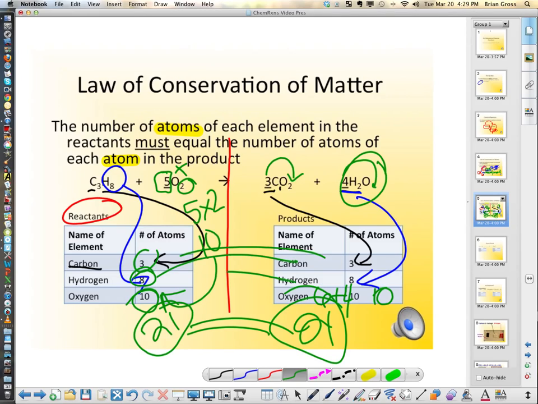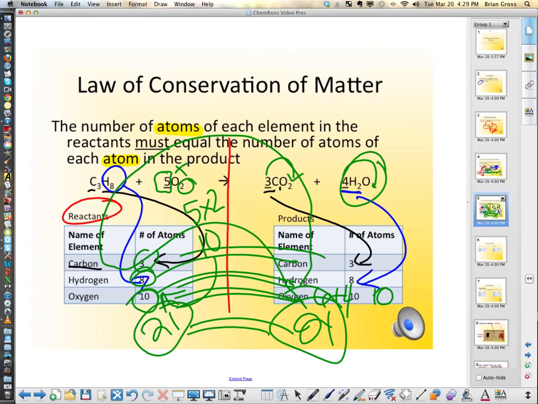Carbons are equal. Hydrogens are equal. Oxygens are equal. And if you can read anything that's on this page now, good for you, because I don't even know what it says anymore. So let's move on to our next slide. Here we go.